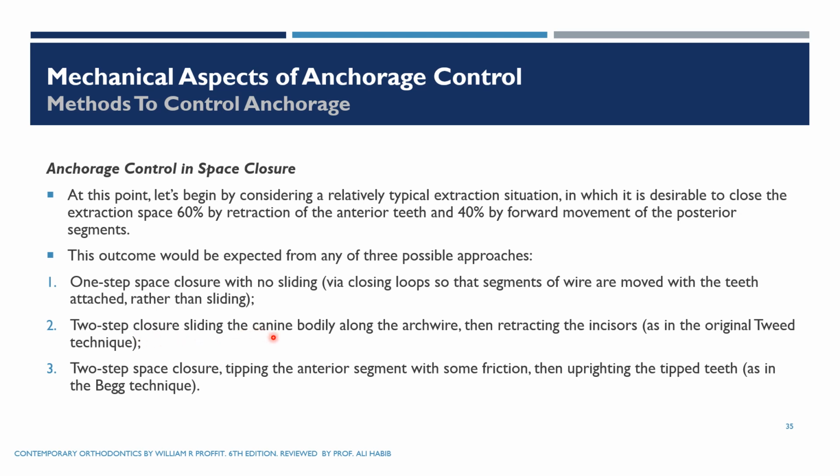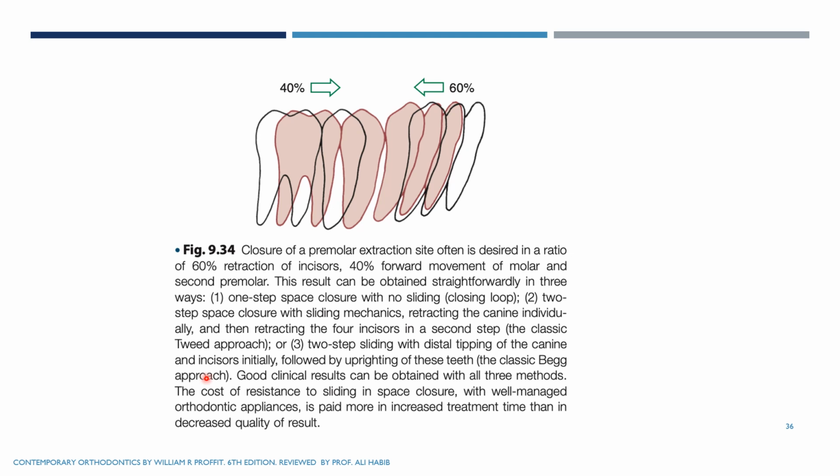Or we can do two-step closure with sliding. We slide the canine first and then retract the incisors by loop again. This also can achieve the same plan or the same objectives. Or the third option will be to do two-step closure by tipping the anterior segment with some friction, then uprighting the tipped teeth by the Begg technique. So here again they're explaining the three methods that we are suggesting to achieve this objective of closing extraction spaces: 60% moving anterior teeth backward and 40% moving the posterior teeth forward.